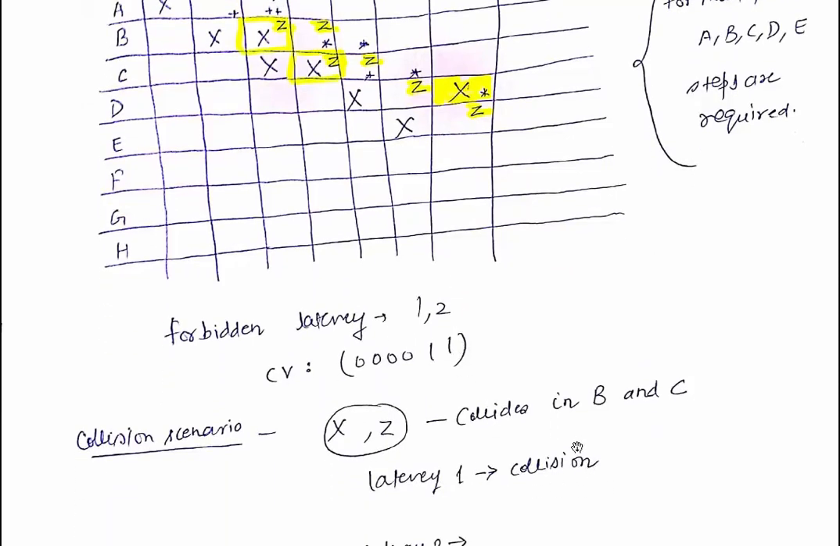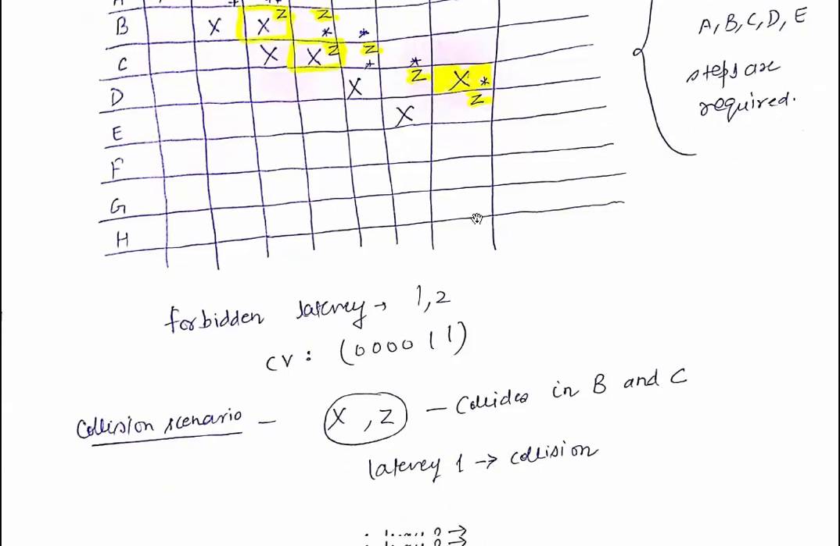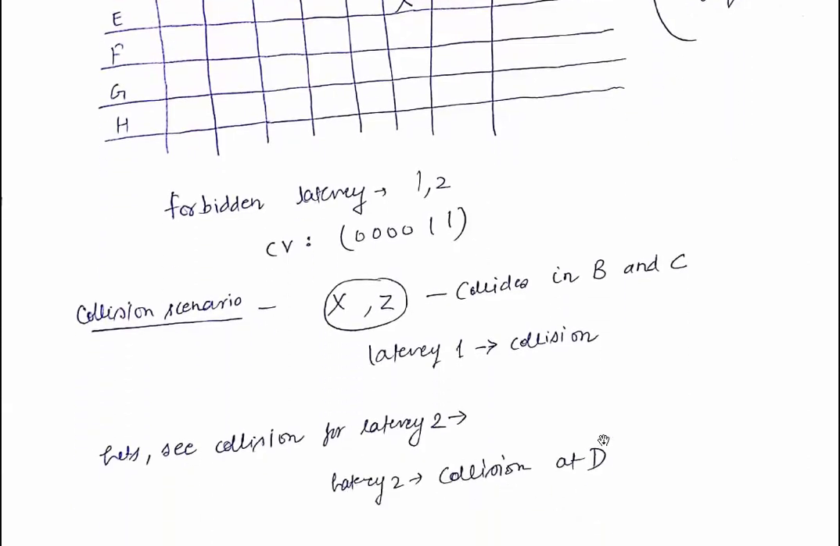Now see latency 2. If we consider latency 2, with respect to D, if you shift x by 2, it collides here. So in the D stage, at the 7th clock cycle, a collision at D would occur.